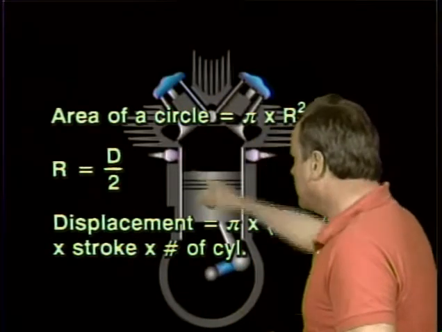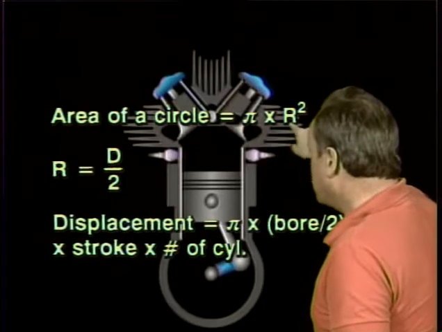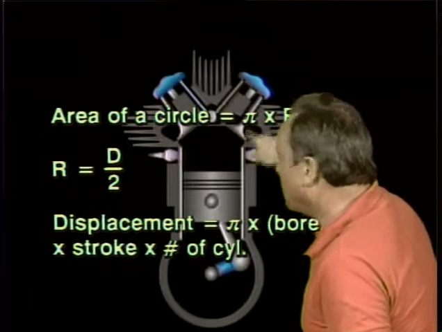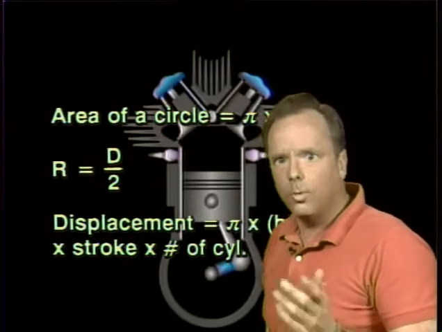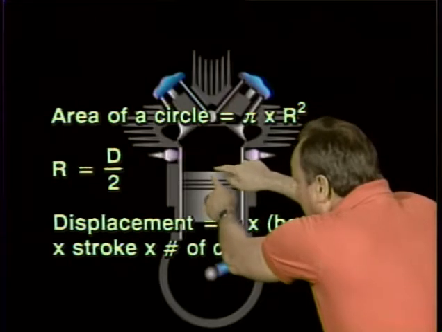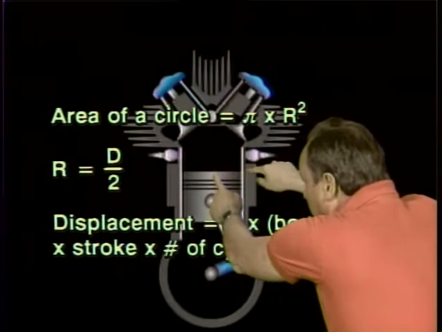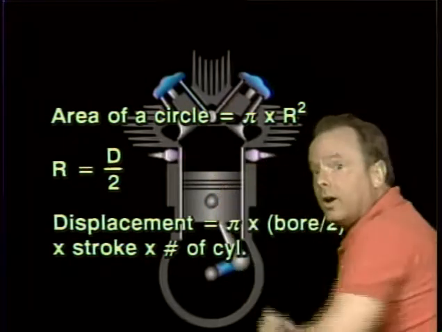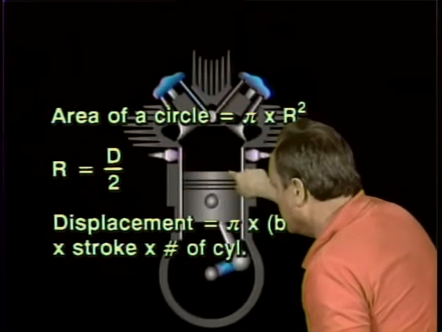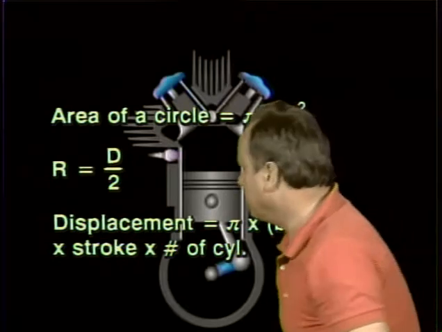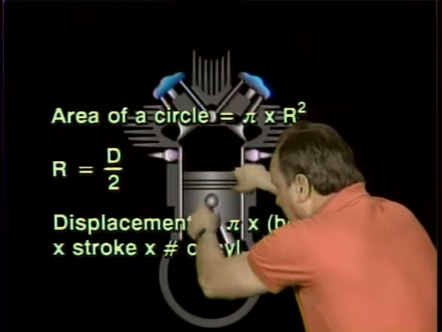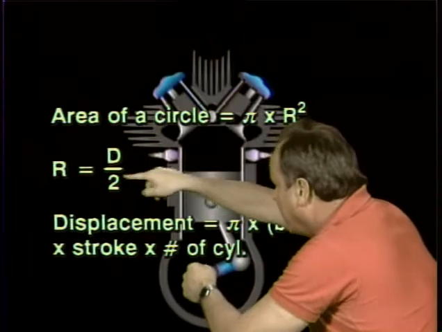First of all, the area of a circle is pi times the radius squared. So you can find the area of this circle at the top of the piston by taking pi, which is 3.1416, and multiplying it times the radius squared. Now, the radius is from the center of the piston out to the edge. Very often, they'll give you the entire bore, the entire diameter of the piston. They call that the bore when you're talking about a piston. And so if you get the bore of the piston, you have to take that diameter and divide it by 2, and that gives you the radius.